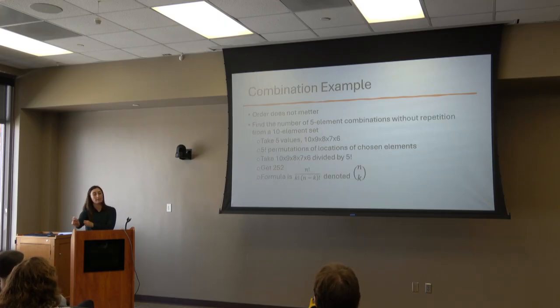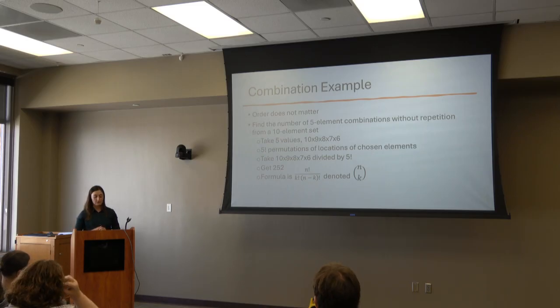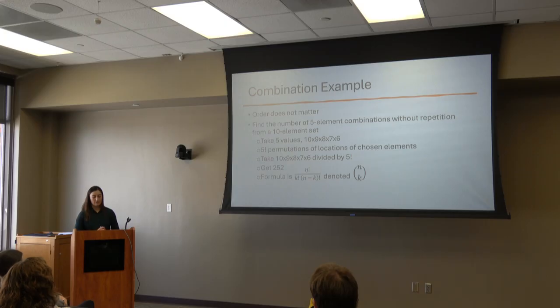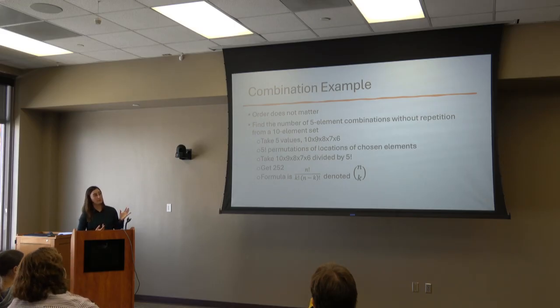Moving on to combinations. Again, order doesn't matter for combinations, so like ABC is the same thing as CBA with combinations. So if we want to find the number of 5-element combinations without repetition from a set of 10 elements, we can start by taking our first 5 values like we would with a permutation. So we'll have 10 times 9 times 8 times 7 times 6. And since there's 5 factorial ways that we can rotate those objects, and we don't care about the order with combinations, we can divide our total, that 10 times 9, all the way up to 6, by that 5 factorial to get 252.